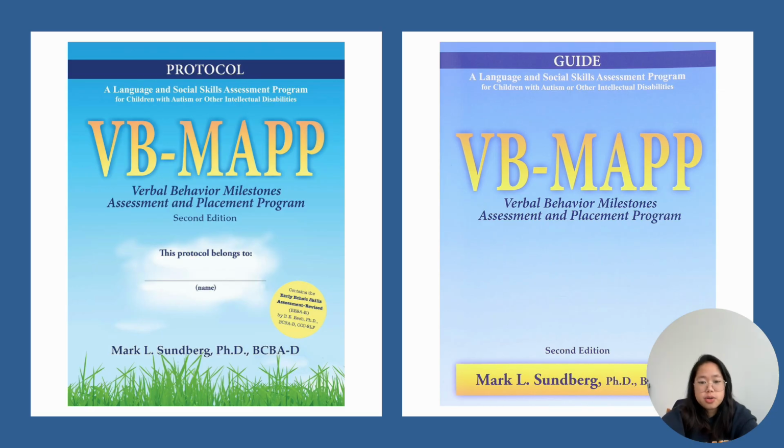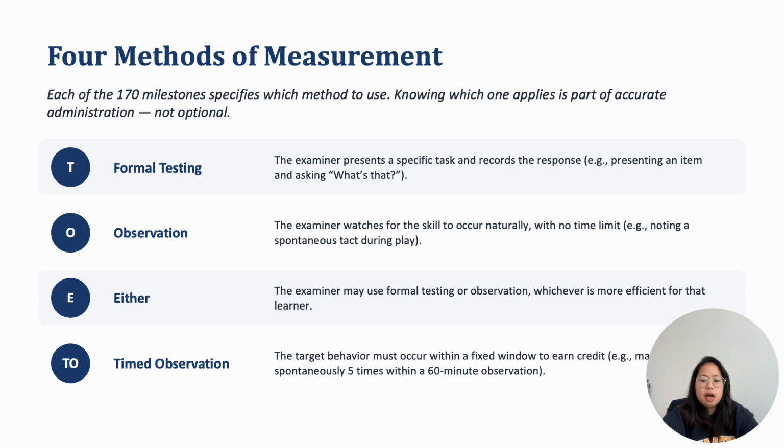So these are the books and what they look like. Here's the protocol and the guide. Each of the 170 milestones tells you which of 4 measurement methods to use. And this isn't optional, because using the wrong one is an administration error.